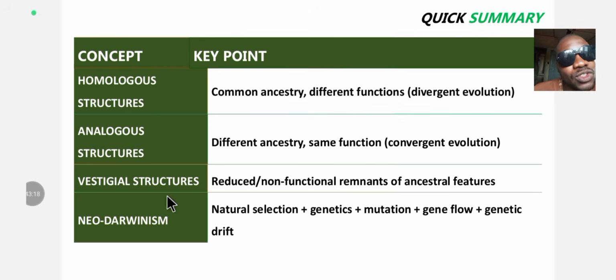Okay, vestigial structures. Reduced or non-functional remnants of ancestral features. That's what vestigial structures are: reduced or non-functional remnants of ancestral features or structures.